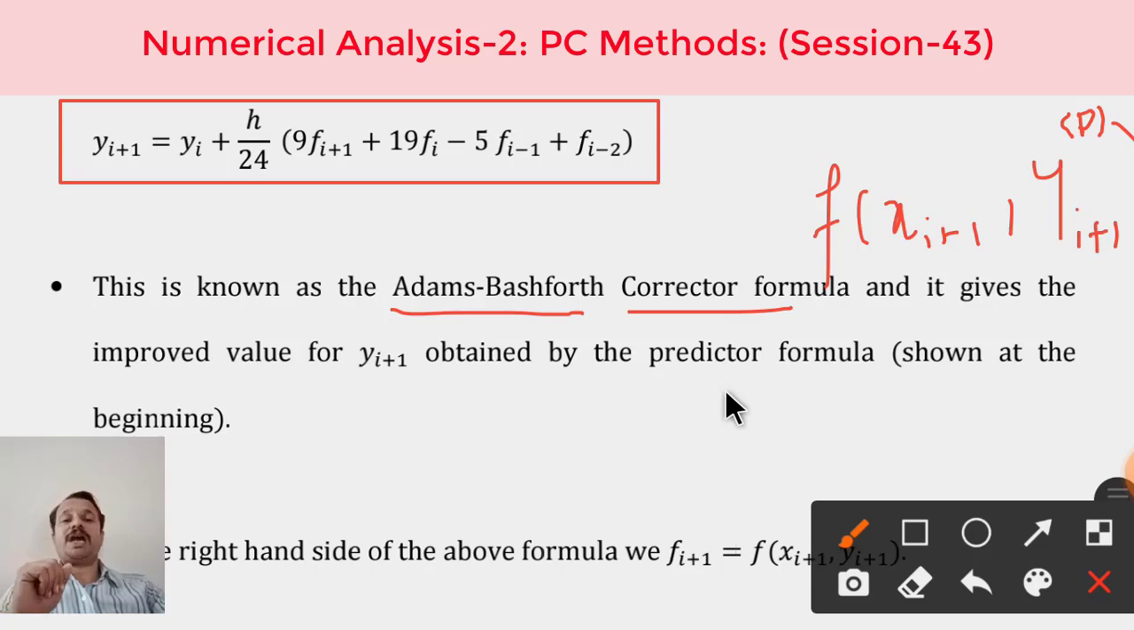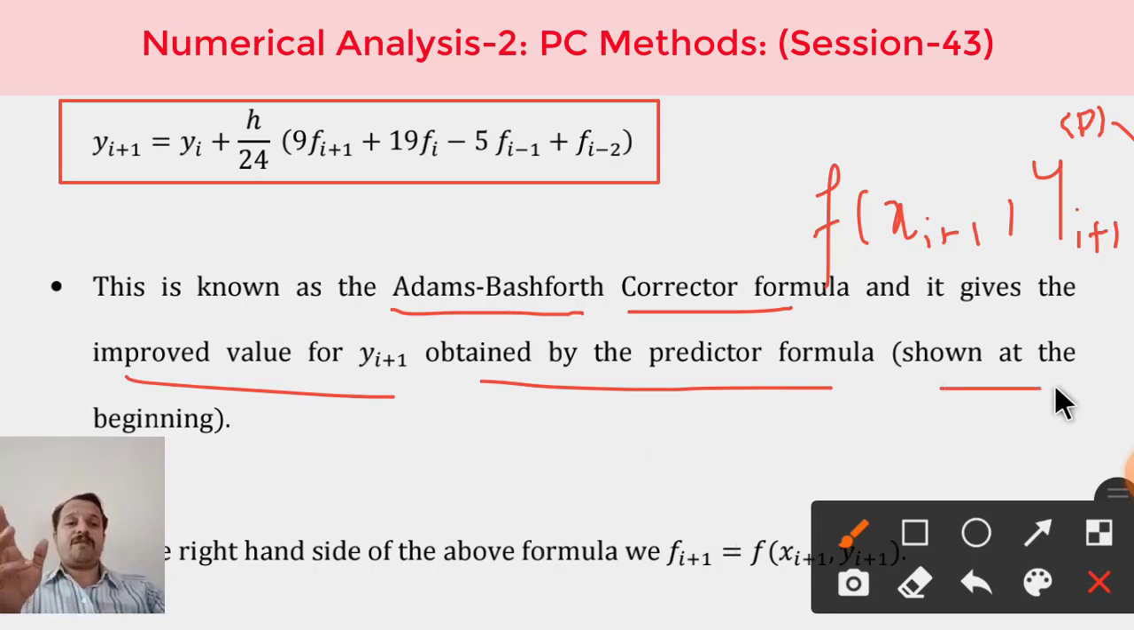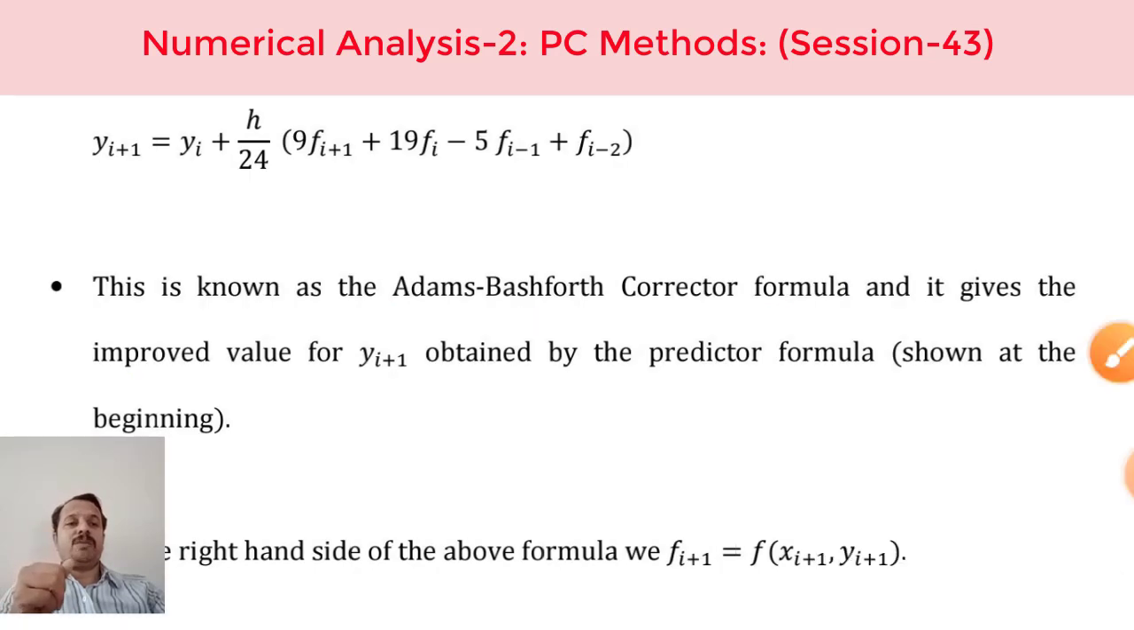So therefore this is the formula which is doing correction to this value. Therefore the formula is called the corrector formula and it gives the improved value of y_{i+1}, obtained from the y_{i+1} previously obtained from the predicted value, which I have shown you in this video in the beginning. What the predictor formula is, you can have a look at afterwards. You can rewind the video and see the beginning of the video to know what actually the predictor formula is.